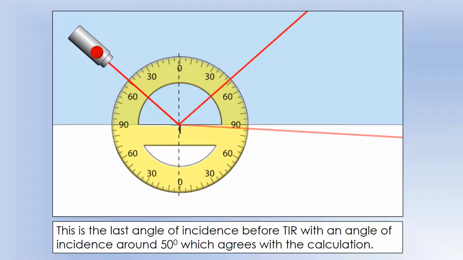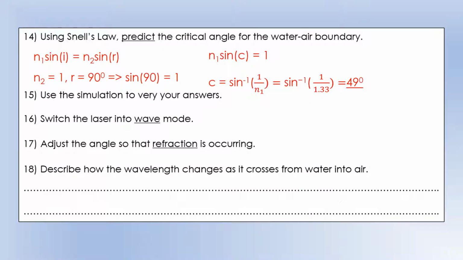So let's try that out. This is the closest I could get to a critical angle, and we can see that the angle of incidence is about 50 odd degrees in here. So it's not too far from our calculated value. Okay, so now I'm going to switch into wave mode.